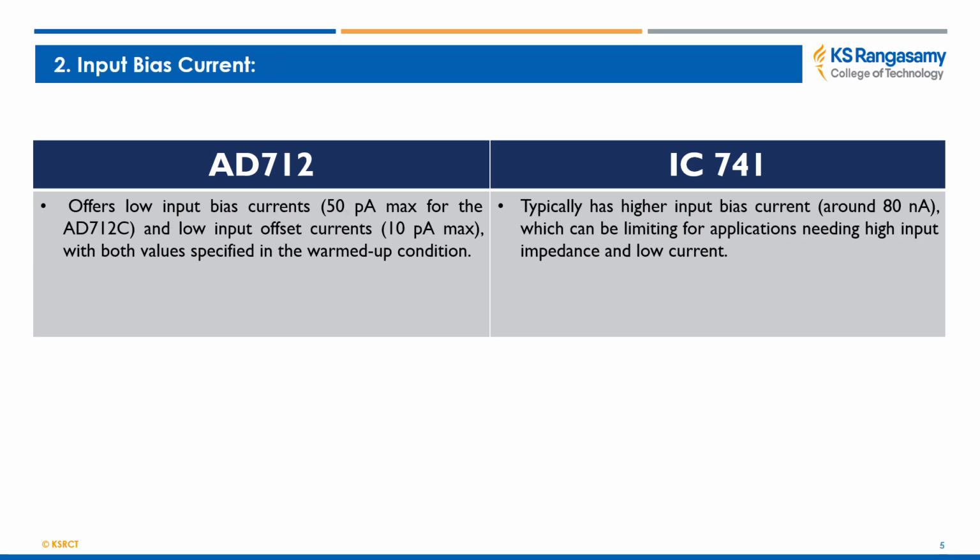Next, input bias current. AD712 offers low input bias current and low input offset currents also, with both values specified in warmed up conditions. Typically IC741 has higher input bias current, which can be limiting for applications needing high input impedance and low current.